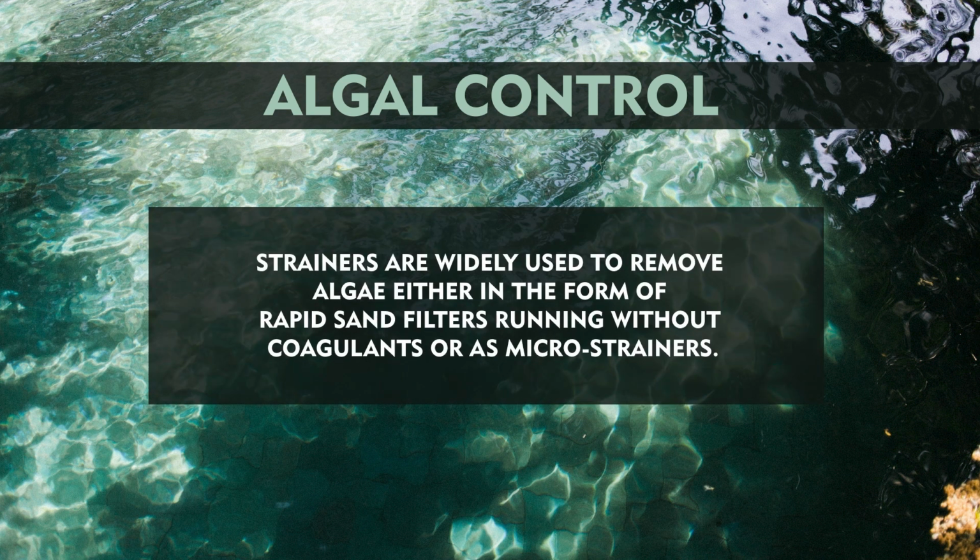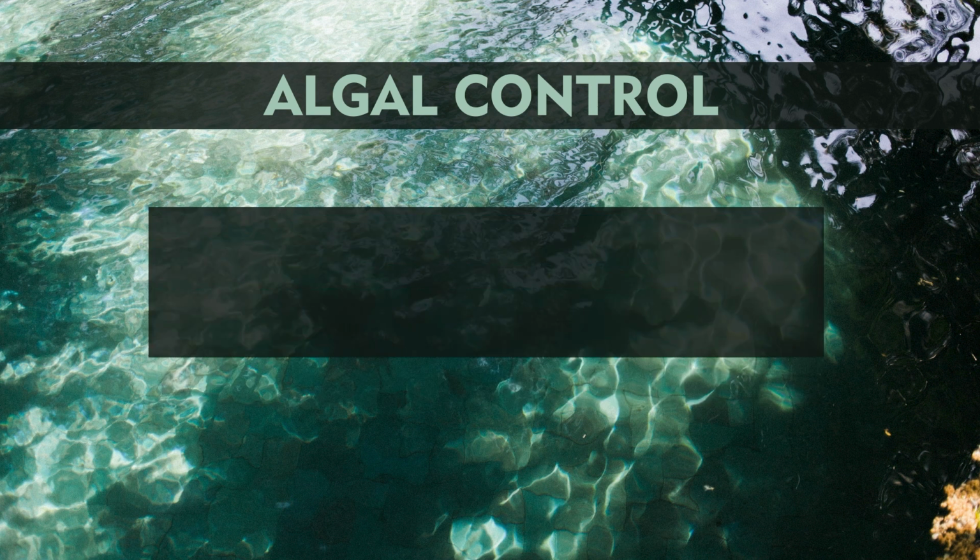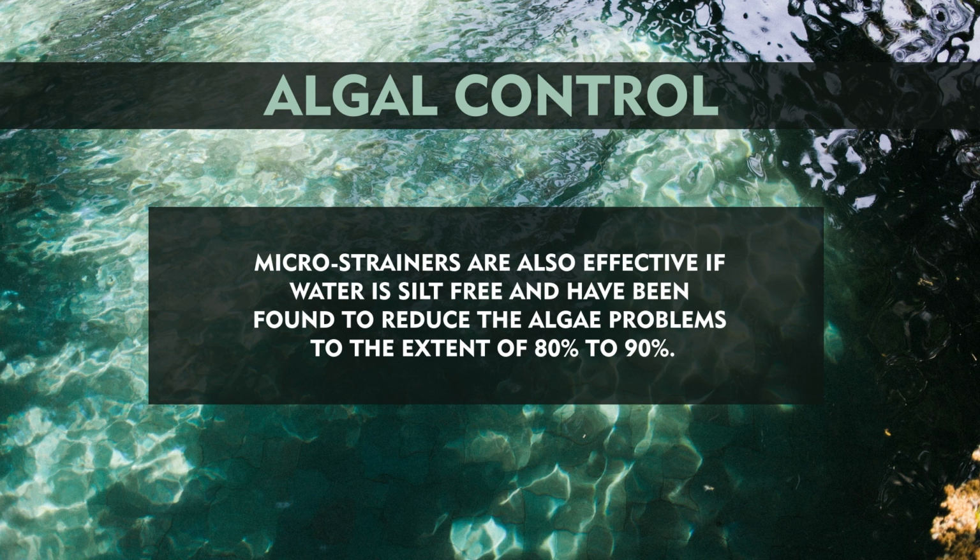Strainers are widely used to remove algae, either in the form of rapid sand filters running without coagulant or as micro strainers. Micro strainers are also effective if water is silt free and have been found to reduce the algae problem to the extent of 80% to 90%.